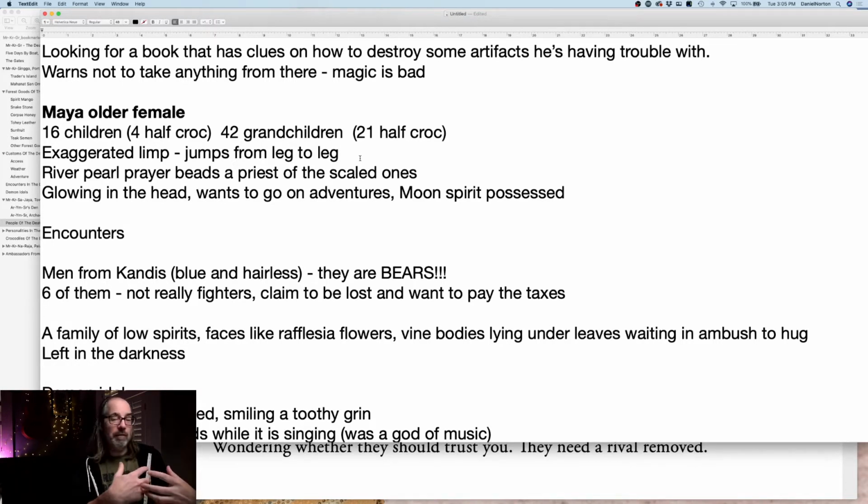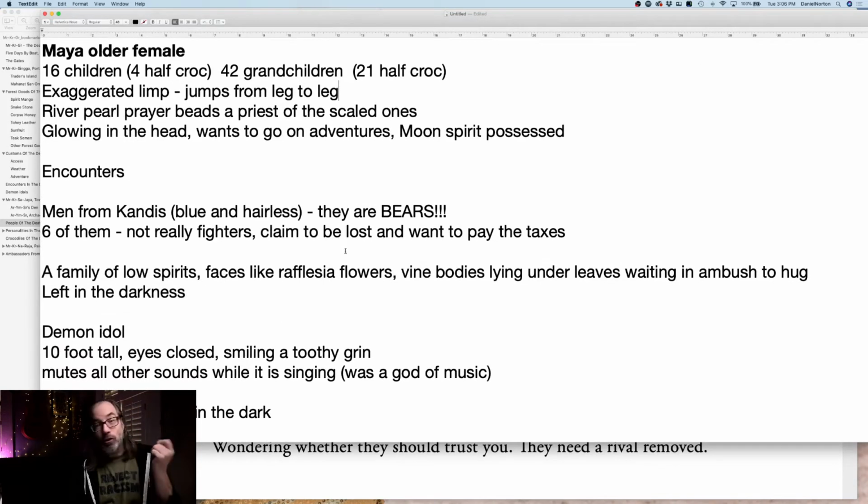So I gave an older lady who's been around, who actually has some children that she interbred with the crocodile, some information. So we did that. Okay, now earlier, I think session 3, she encountered a bear who was looking for these men from Candace.